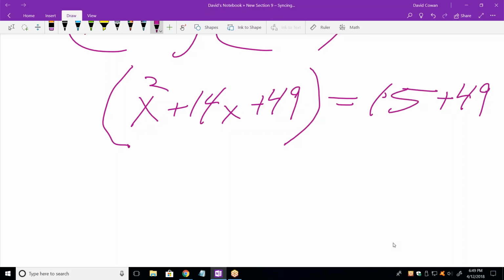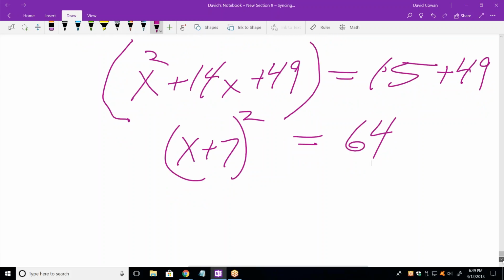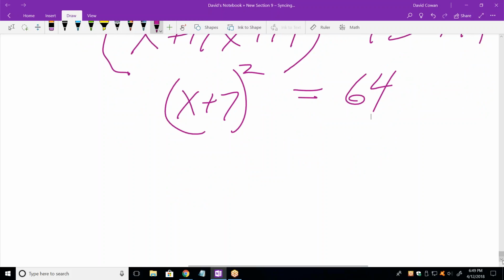Now, how am I going to write the left side? It'd be x plus 7 squared. Yeah, and this time let's leave it like that. The right side is 64. Now solve this by taking the square root of both sides. So would that just be x plus 7 equals 8? So x equals 1.